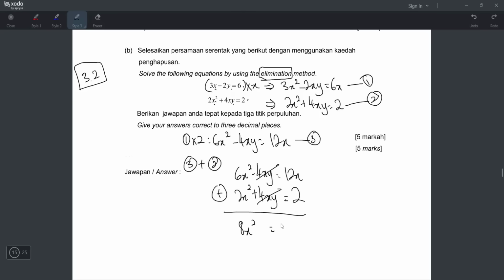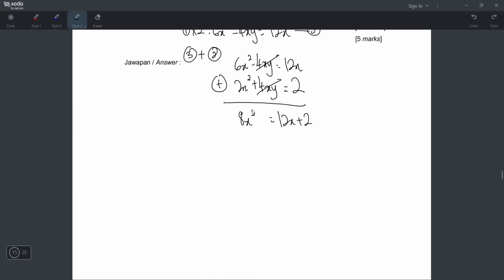12x tambah 2 tu tak boleh buat. Sebab x dengan number tak boleh tambah. Kalau x hanya boleh tambah dengan x je. So kalau x tambah nombor you kena tulis macam ni. Oh, dapat kuadratik. Ada square. So bila ada square macam mana? Semua hantar on one side equal 0 lah. Jadi general form. So minus 12x minus 2 equals 0.